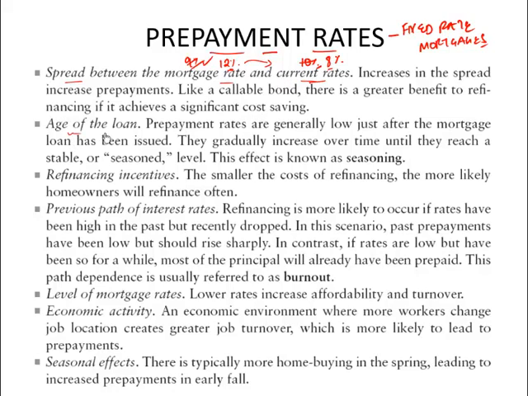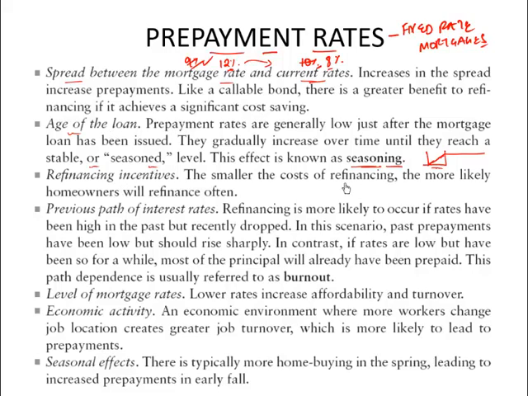Age of the loan also determines the speed of prepayment. Generally, we've seen that immediately after taking the loan, people don't prepay a lot, or they don't prepay everything. The prepayment rates gradually increase over time until they reach a stable level, also referred to as the seasoned level. And this effect is known as seasoning. So initially, the prepayment speed is low. As time passes, more and more prepayment starts happening. Up till a point, prepayment rate keeps increasing, after which it becomes constant, or the loan becomes seasoned. We'll see this in the coming slide. So it's low in the beginning, keeps increasing up to a point, after which it becomes constant. That is the speed of prepayment vis-a-vis the age of the loan.